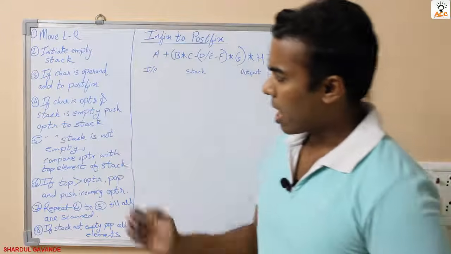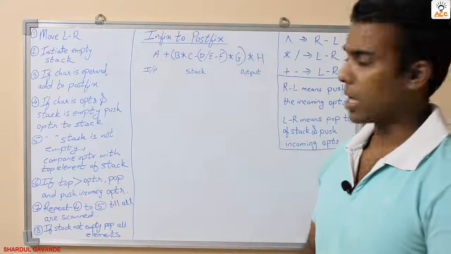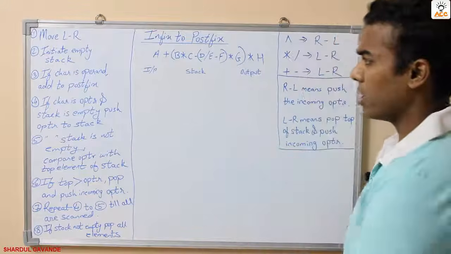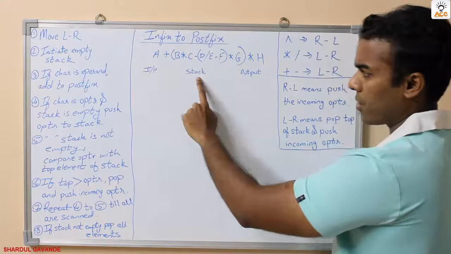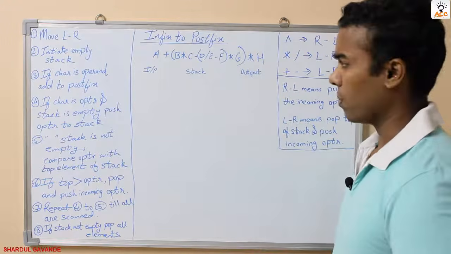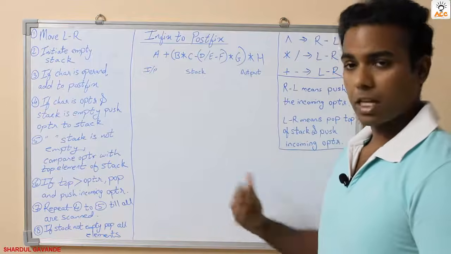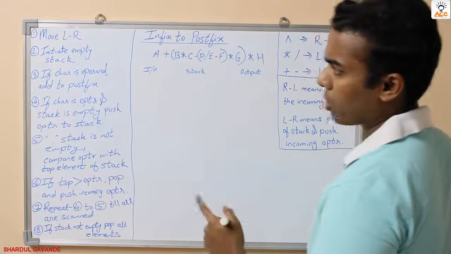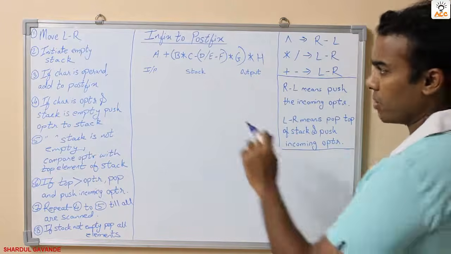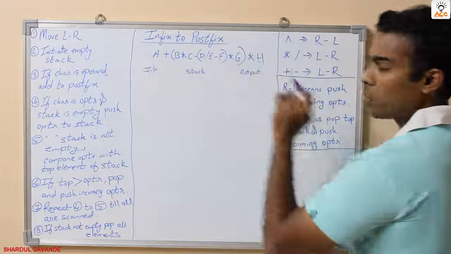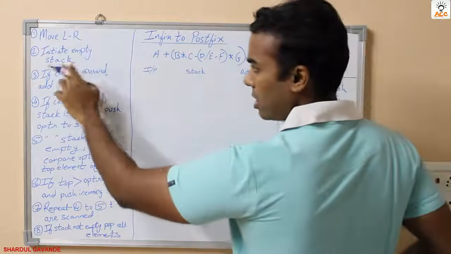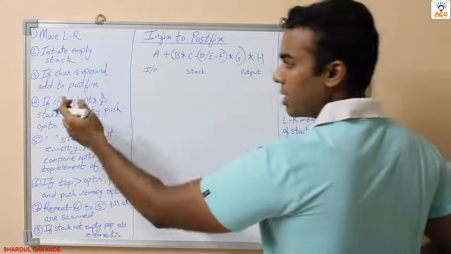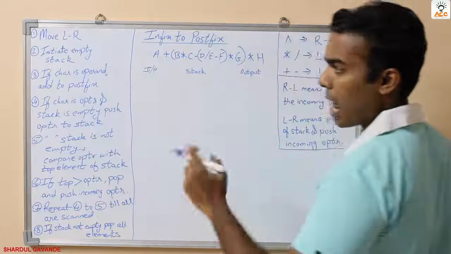Over here I have written an algorithm in order to solve this expression, and we are going to solve this using stack. If you can see, I have three columns. First is input, then I have stack, and then I have output column. So let us follow this algorithm and evaluate this given expression. The very first point of the algorithm is move from left to right, which means you have to traverse from left to right. Second, it says initiate empty stack. Make sure that your stack is empty. Yes, it is empty. Third, it says if character is operand, add to postfix.